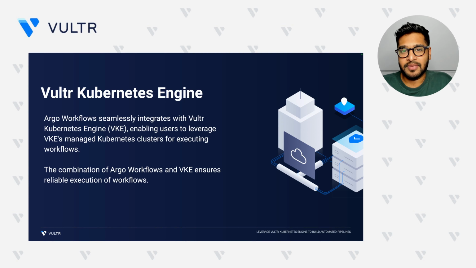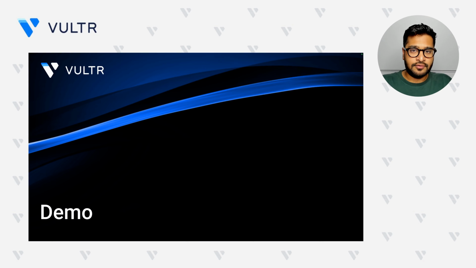Argo Workflows seamlessly integrates with Vultr Kubernetes Engine, allowing our users to leverage VKE's managed clusters to execute workflows. The combination of both these components ensures reliable execution of complex workflows at scale. Now that we have understood what are Argo Workflows and ETL pipelines, next we have a demo in which we are going to be executing an automated ETL pipeline using Argo Workflows on Vultr Kubernetes Engine.